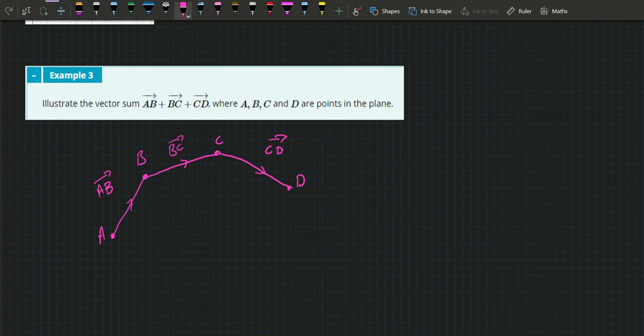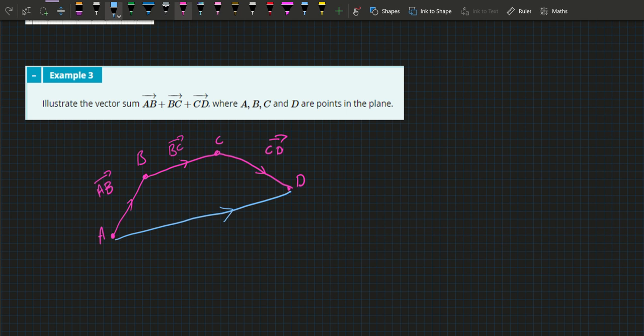So it turns out that if I add all these vectors one upon each other, then from the start of this one to the end of all of them put together is the new vector, a vector sum, right?